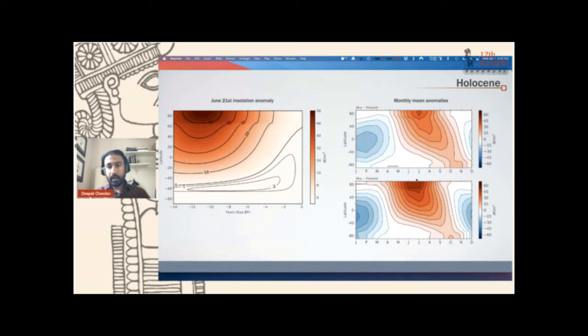And you can see that depending on what time period you are, the nature of solar anomaly compared to present day was different. And you need to be able to model this very accurately in a climate model to make a faithful reconstruction of the climate in the past. Fortunately, orbital anomalies are the easiest part to model. It's usually the geographical changes that are very hard to model.